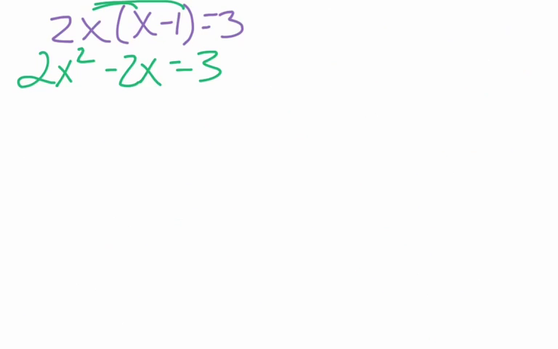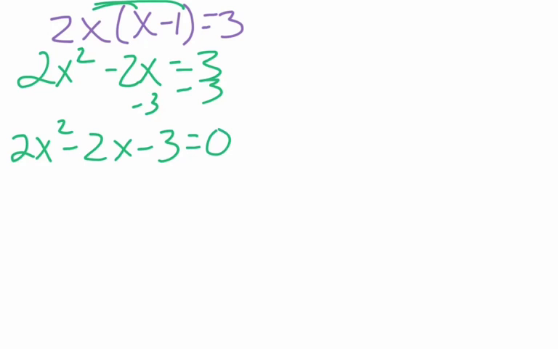If you look at mine, it is not in the right form. I need to subtract 3 from both sides. If you don't do that, you will get it wrong, because you'll use a positive 3 for the c value instead of a negative 3, and that's going to change your answer and make it not right. So that was the first step.